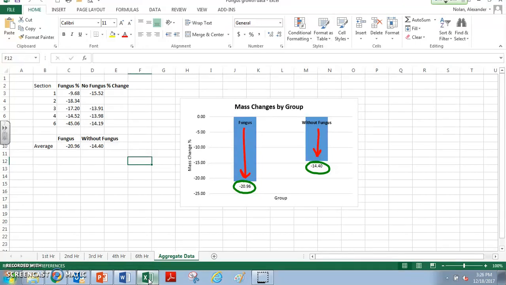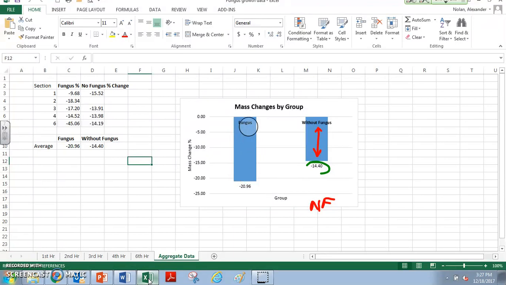So what this means is that there's a big difference, right? There's actually a difference between our fungus group and our no fungus group. So there was still a change. Both of them we saw a change. It was just this one we saw a much greater change than we saw with this one. And so this change, this difference between the two, is probably explained by the presence of the fungus.